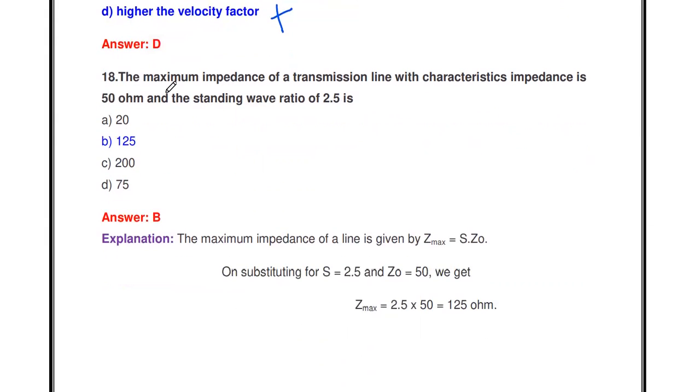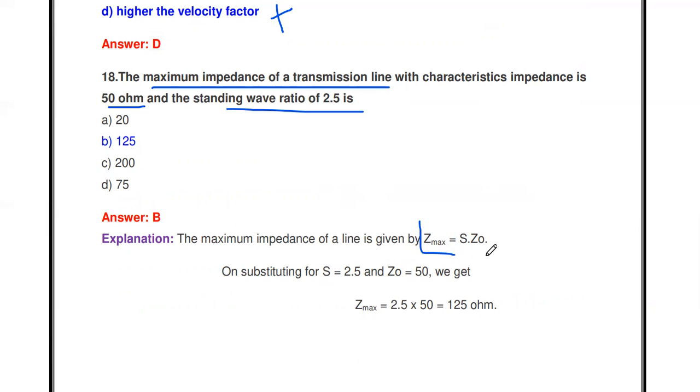Then the next one, the maximum impedance of transmission line with the characteristics impedance is 50 ohms and the standing wave ratio is 2.5 is dash. So what is the question? We have to find the maximum impedance of transmission line. So already you know the formula. We discussed this question in a previous video also.